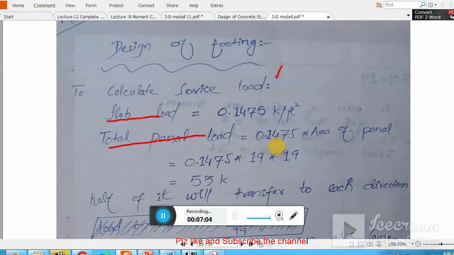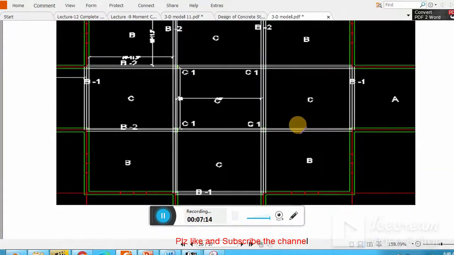And here you see that we just multiply the panel area, that is 19 by 19, and we got 53 kip. Remember, this 53 kip is the total weight of this panel C. Now we have to distribute it in the longer direction and the shorter direction, but this panel C is a square, so that is why we say that equal load will be distributed in this direction as well as in this direction. Equal loading will be distributed.